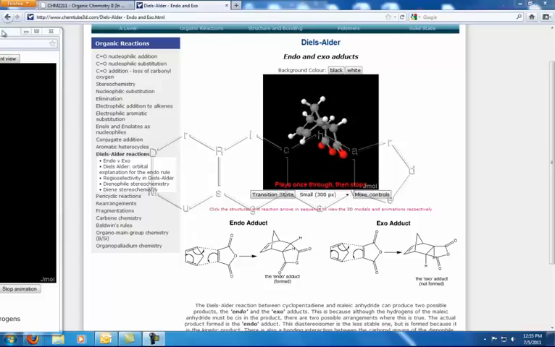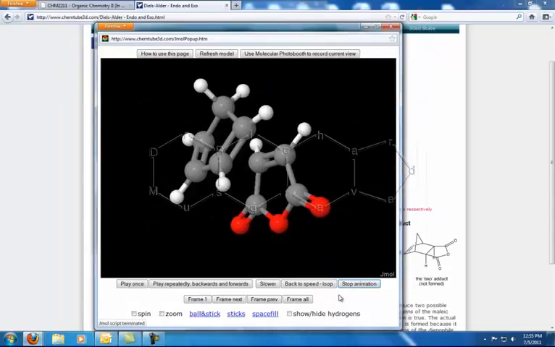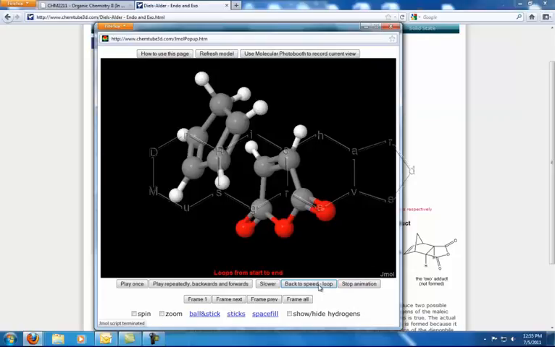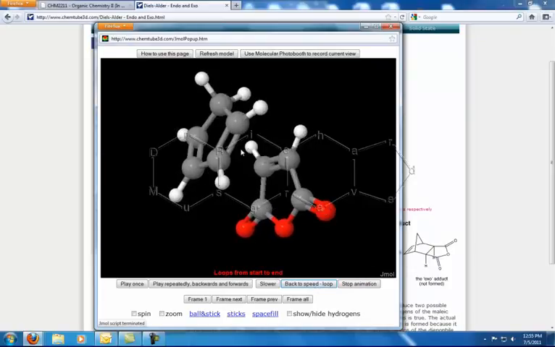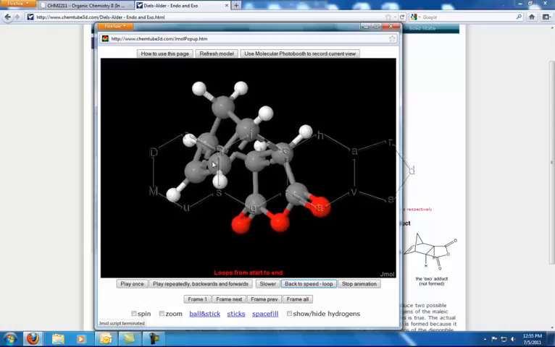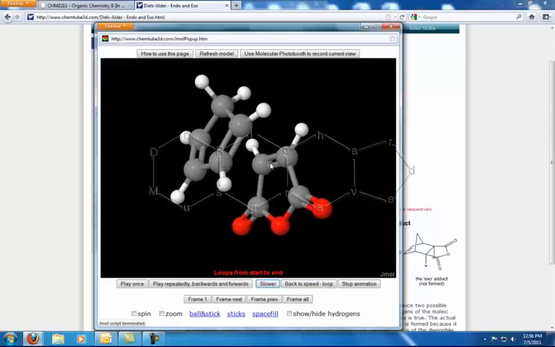The endo one is the one I'm going to show you first, and here is a 3D animation of it. So let's take a look at how this happens. Now if you'll notice, you'll see that we've got this diene double bonds here. I'll slow this down a bit. You've got the diene double bonds here. We've got the dienophile double bond here.